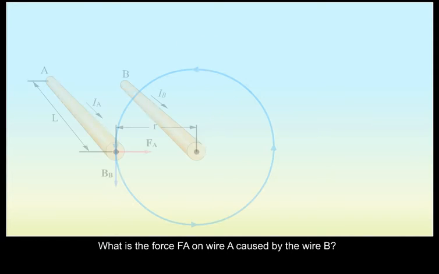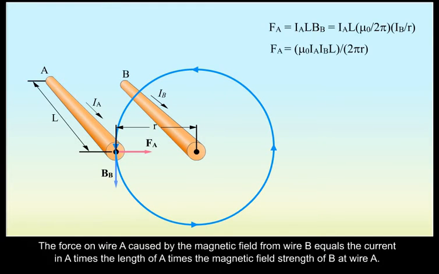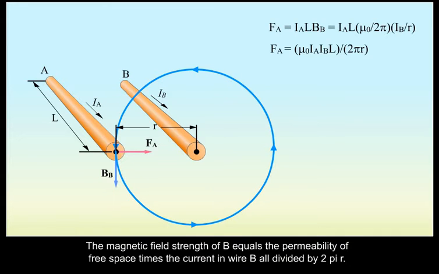What is the force F_A on wire A caused by wire B? The force on wire A caused by the magnetic field from wire B equals the current in A times the length of A times the magnetic field strength of B at wire A. The magnetic field strength of B equals the permeability of free space times the current in wire B, all divided by 2πr.